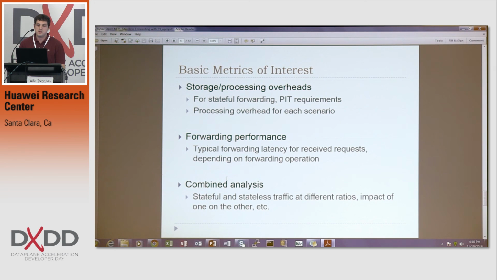So for us, the main metrics of interest are the storage and processing overheads. For stateful forwarding especially, what are the requirements on the PITs, and what are the processing overheads for each of those scenarios? And also, in ICN, forwarding performance is a critical performance measure, because the name introduces additional complexity, and looking on all those names, which can be 20 components long, this can prevent achieving the line rate. So forwarding latency and forwarding performance is a critical performance measure. So we also need to examine the impact of stateless and stateful forwarding on one another.